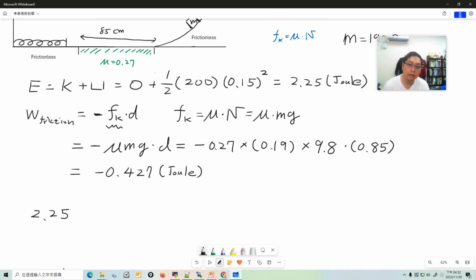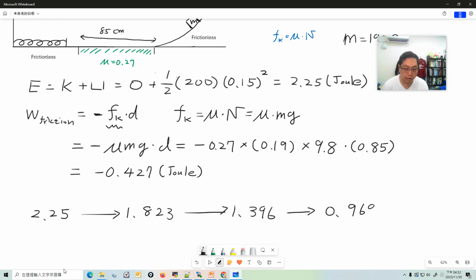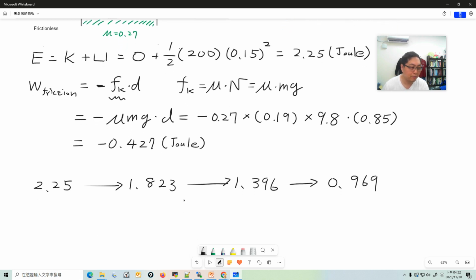So when you pass the first time, what will the energy be? You can use the calculator, calculate yourself. Pass one time, 1.823. And pass the second time, 1.396. Pass another time, 0.969. Passing one more time, just keep reducing by the same amount.